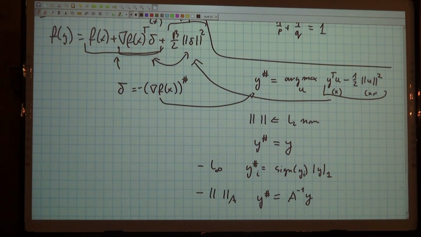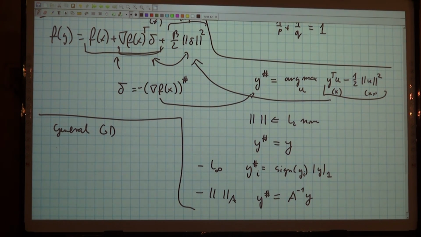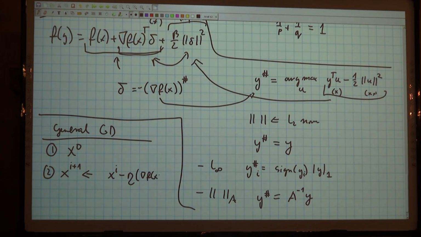But this is essentially all that we need, because now we again have our algorithm. This is a general gradient descent. It starts with some solution x0, and the improvement happens as follows: I take my old solution and move by eta in the direction not of the gradient itself, but of the gradient after applying the sharp operator. That's the general gradient descent.